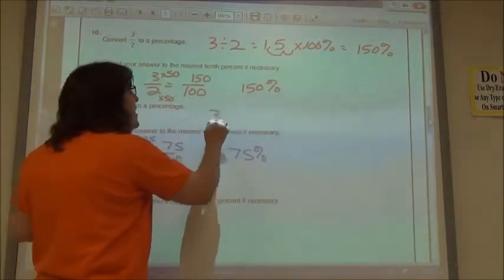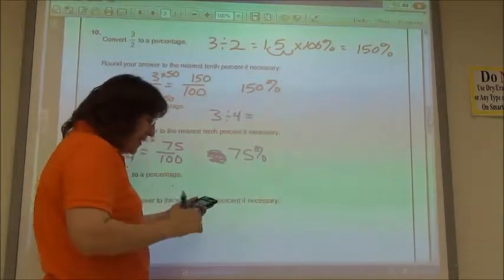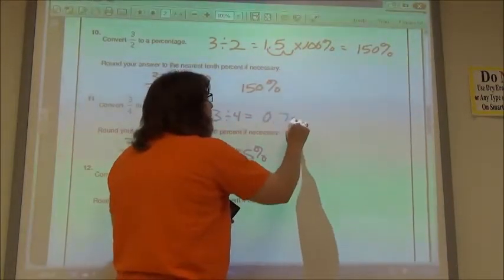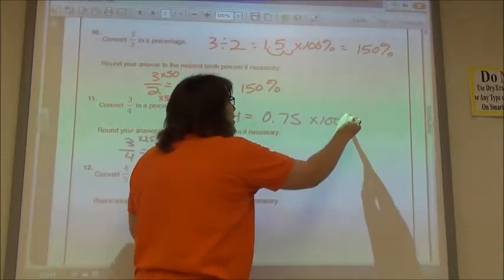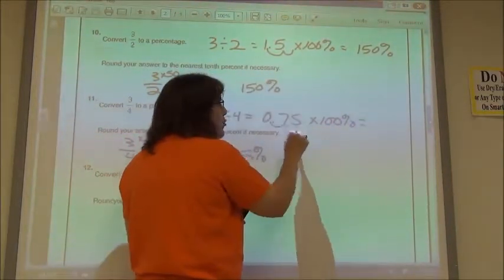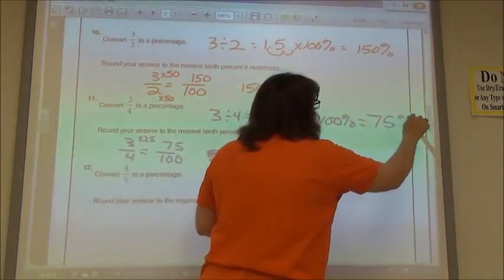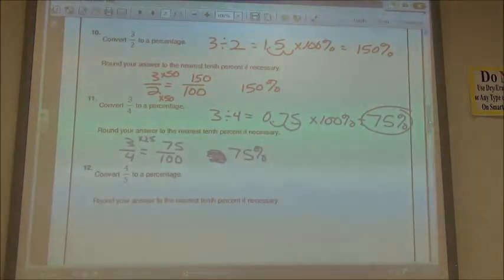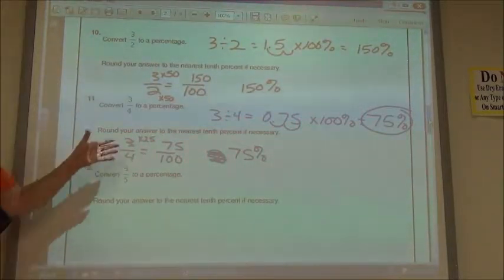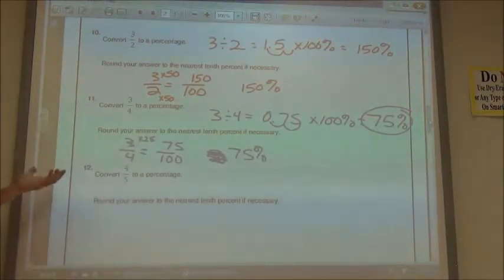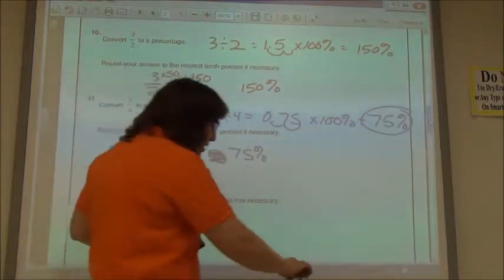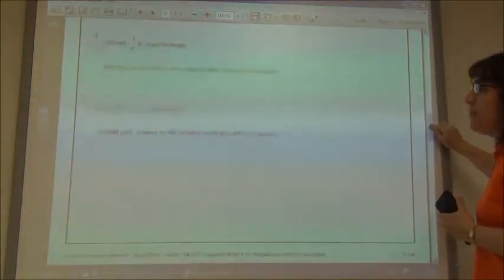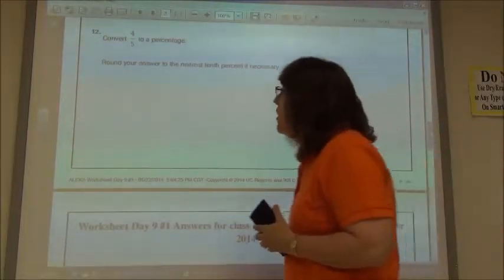Otherwise, I can do 3 divided by 4. It gives me a decimal. 3 divided by 4 is 0.75. I times it by 100 to add the percent, move it 2 places, and I see I got the exact same answer, whether I did the fraction or the decimal. You can't always do the fraction, but you can always do the division. Sometimes you have to round your answers if it happens to tell you to round, but it gives you a couple different options of what you can do.